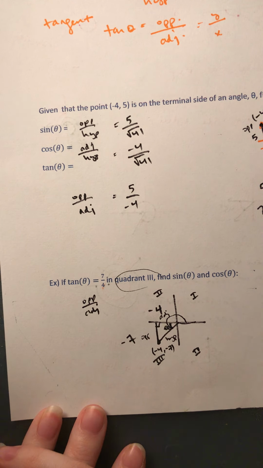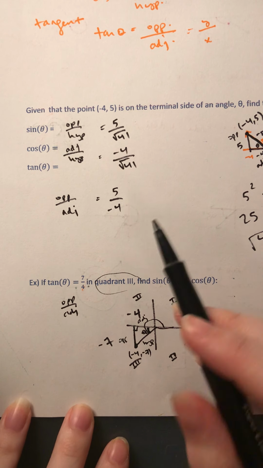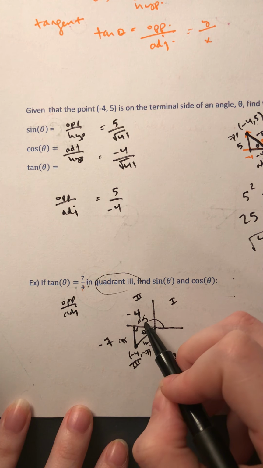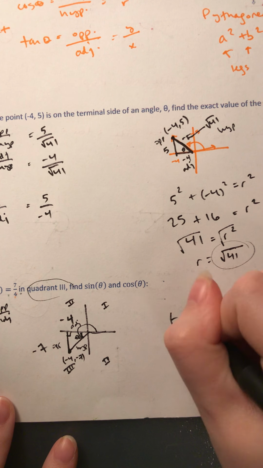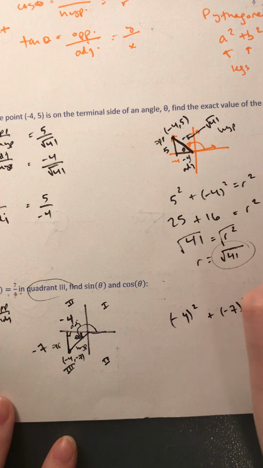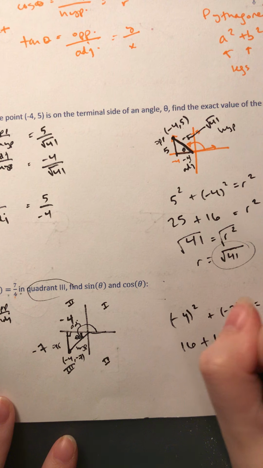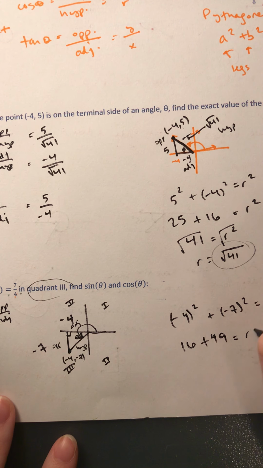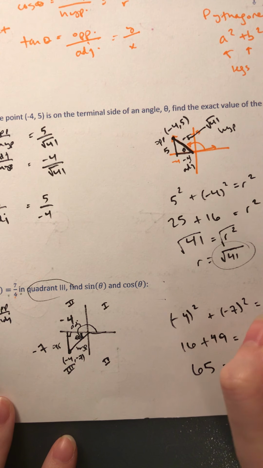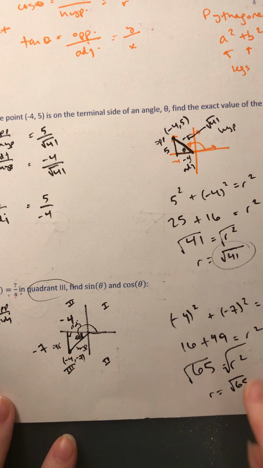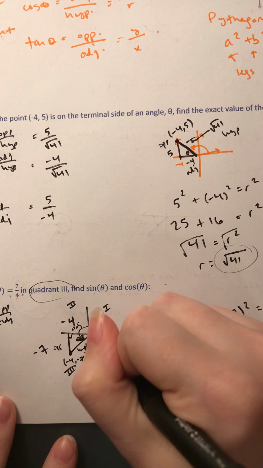So if we want to find sine and cosine, that means we're going to do opposite over hypotenuse and adjacent over hypotenuse. Well, we know the opposite side and the adjacent side, but oh no, rats, what's the hypotenuse? Back to Pythagorean theorem. So -4 squared plus -7 squared equals r squared, that hypotenuse value. 16 plus 49 equals r squared. 16 plus 49 is 65. Square root to get r by itself, so it's just square root 65. Not a nice number, it's a decimal, so I'm just going to leave it as square root 65.